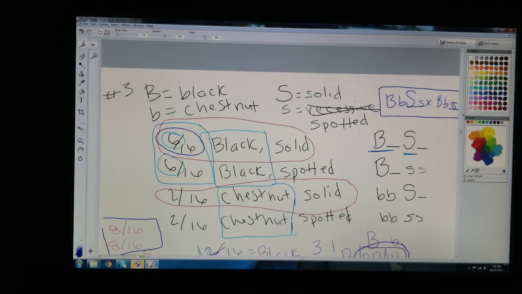Now you could take this parent, if you want, and do a dihybrid cross to check it out, to see if it gives you the 6 out of 16, 6 out of 16, 2 out of 16, 2 out of 16 observed results, to double check your work.